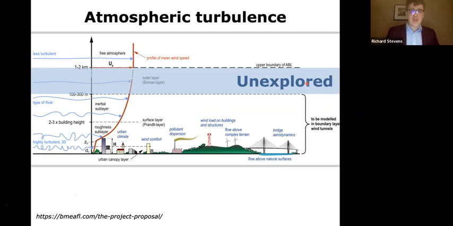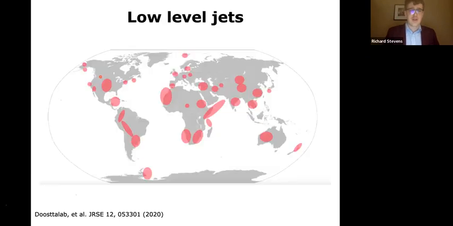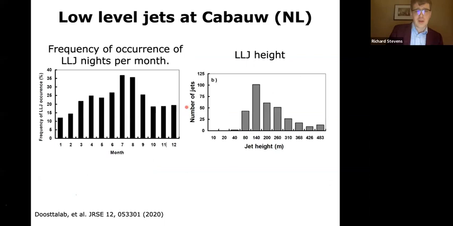But there are also a lot of interesting atmospheric phenomena happening in this still relatively unexplored area. One of these things is low level jets that are formed in stable atmospheric boundary layers. These low level jets occur around the world and are formed in stable atmospheric boundary layers.